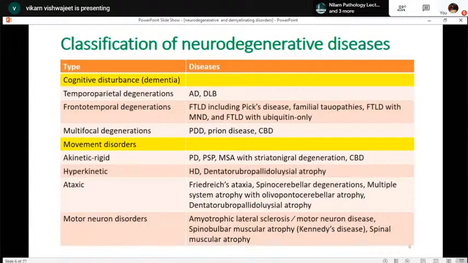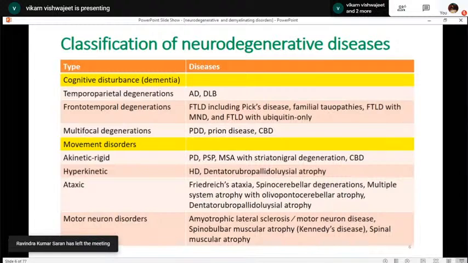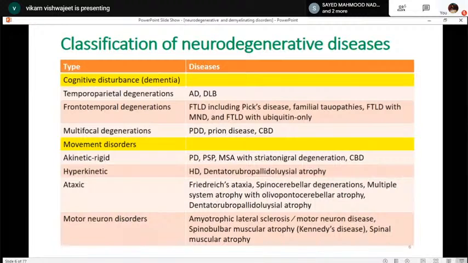The second category is frontotemporal degeneration. This disorder can present with apathy, disinhibition, depression, and memory disturbances. In this disorder, there is degeneration of frontal and temporal lobes. The classical entities included in this include Pick's disease, familial tauopathies, frontotemporal lobar degeneration with motor neuron disease, and frontotemporal lobar degeneration with ubiquitin only. Then there are multifocal degenerations with varied clinical presentation, and the classical disorders in this category include Parkinson's disease with dementia, prion disease, and corticovascular degeneration.